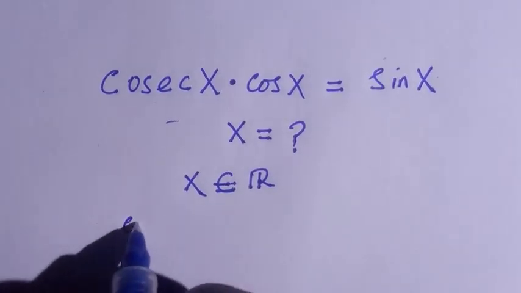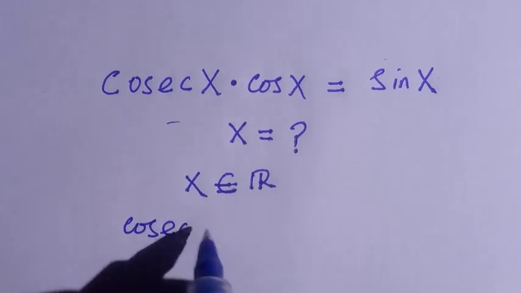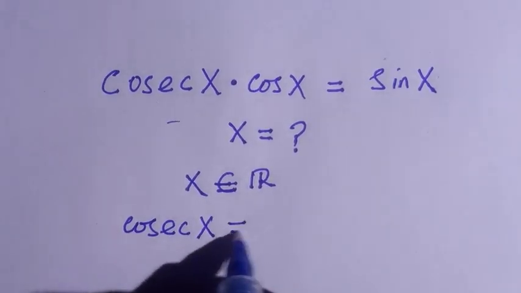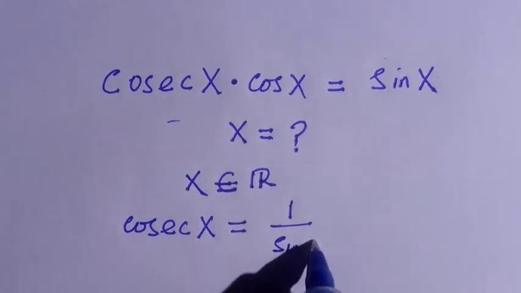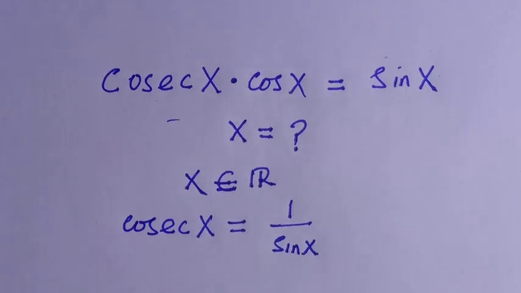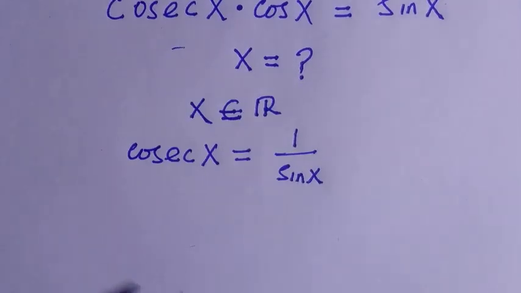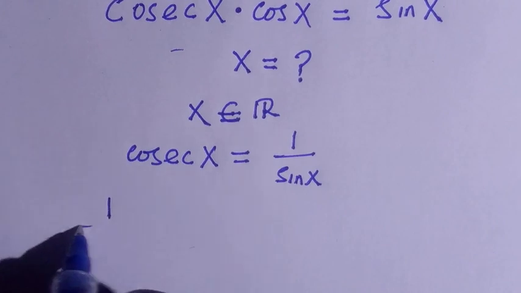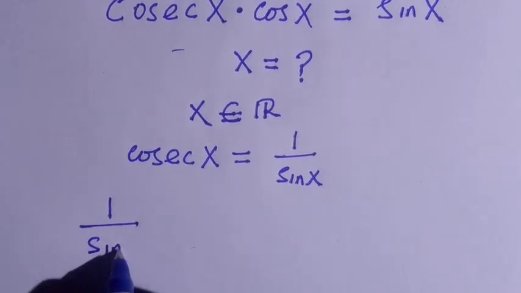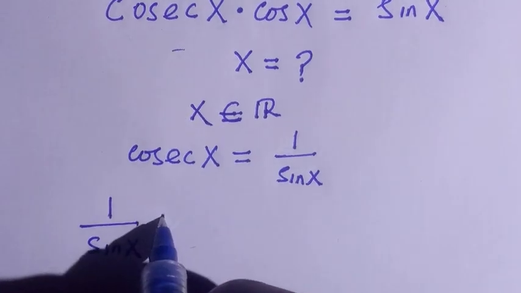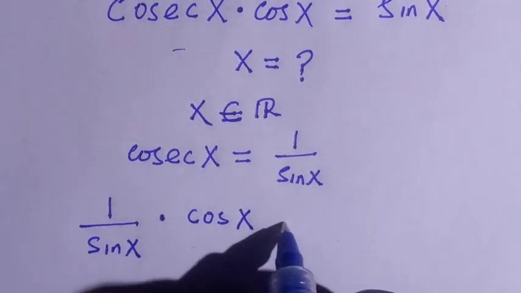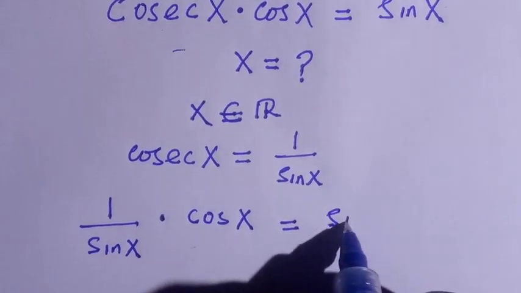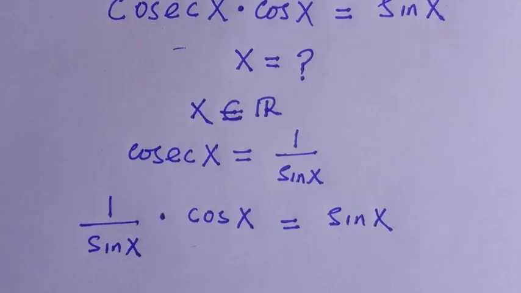and when we have cosec x, this is given as 1 divided by sin x. Therefore, we have 1 divided by sin x multiplied by cos x equals sin x.